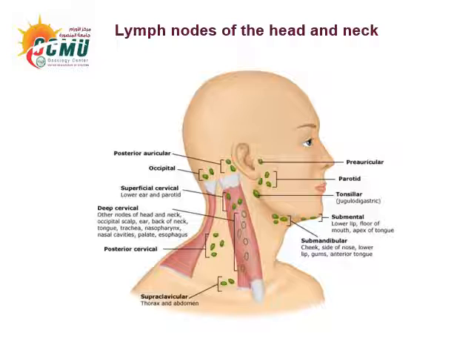The vertical group is divided into 2 groups separated by the sternomastoid muscle. Superficial cervical, lower, which drains the lower ear and the parotid, and deep cervical, which drains other nodes of the head and neck, occipital, scalp, ear, back of the neck, tongue, trachea, nasopharynx, nasal cavities, palate, and esophagus. And we have also posterior cervical, the posterior triangle, and supraclavicular, which may be considered a separate group because these lymph node groups have different drainage areas in the right and in the left.